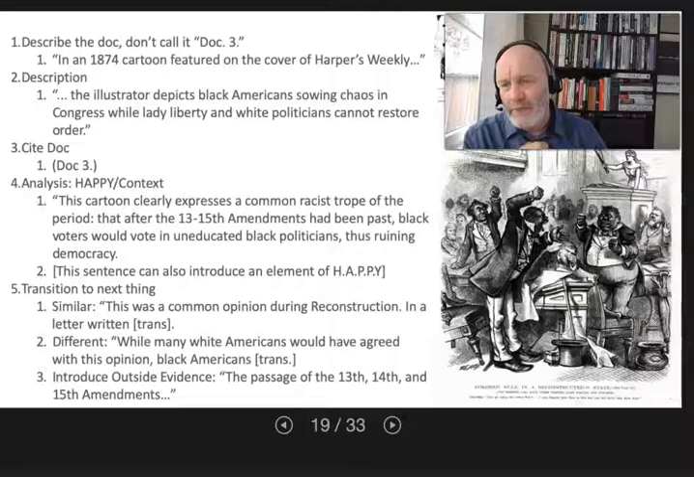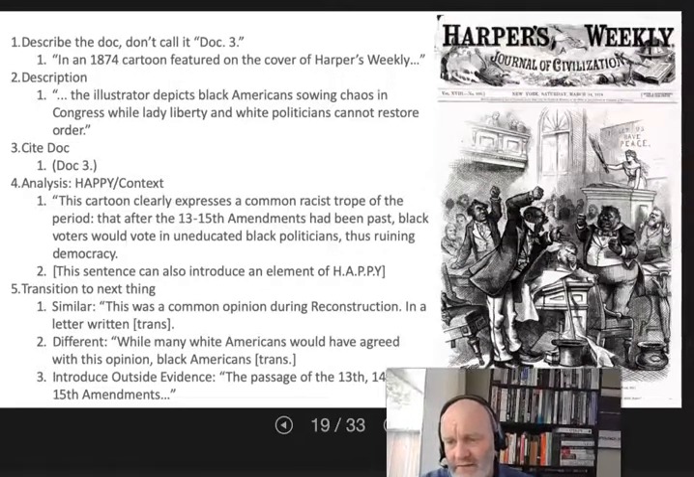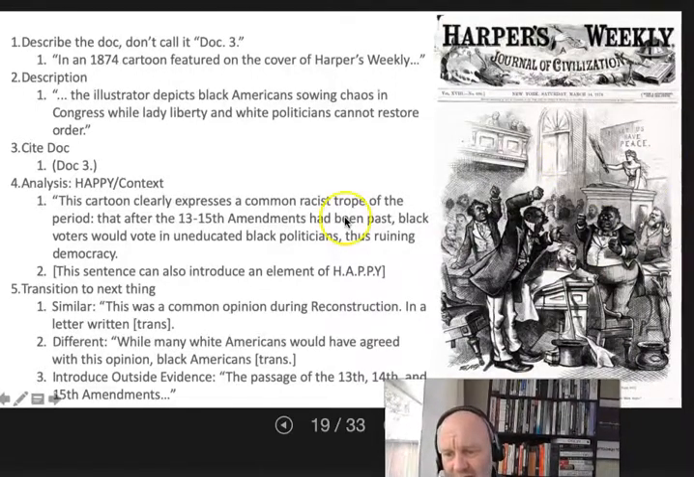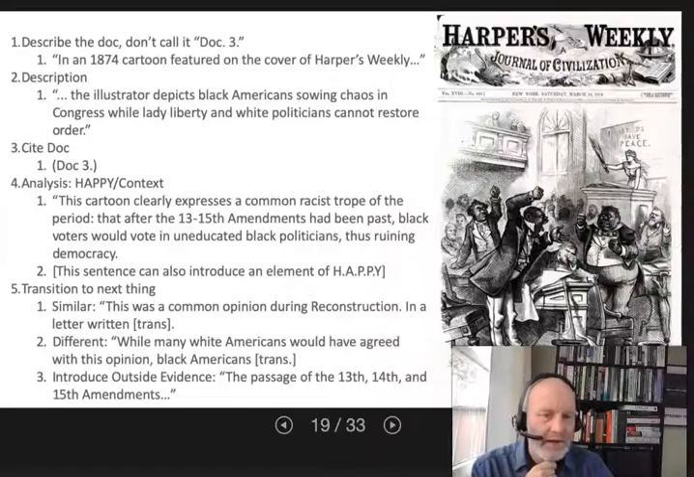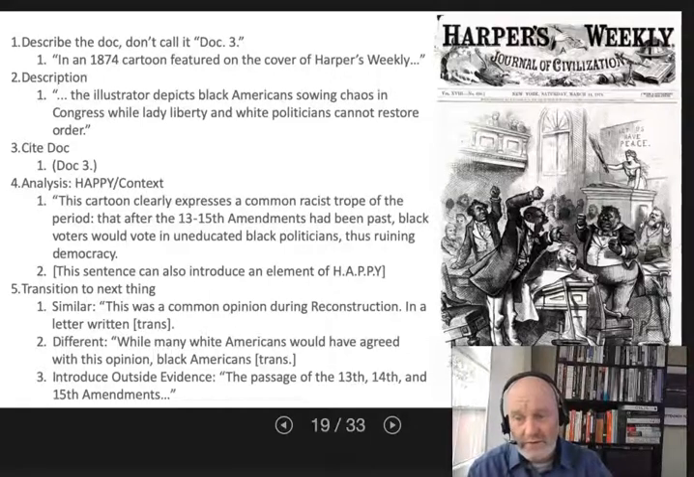Okay, here's an example of mine from, again, a different context. This is Harper's Weekly, a racist cartoon. It's in our book. It's also a kind of famous image, an 1874 cartoon featured on the cover of Harper's Weekly. Didn't take any brain power to do that. Now, what is it? Takes very little brain power to do this. The illustrator depicts Black Americans sowing chaos in Congress while Lady Liberty and white politicians cannot restore order. That's just a fact, right? So if you couldn't see it and I was describing it to you, you'd get a sense of what it is.